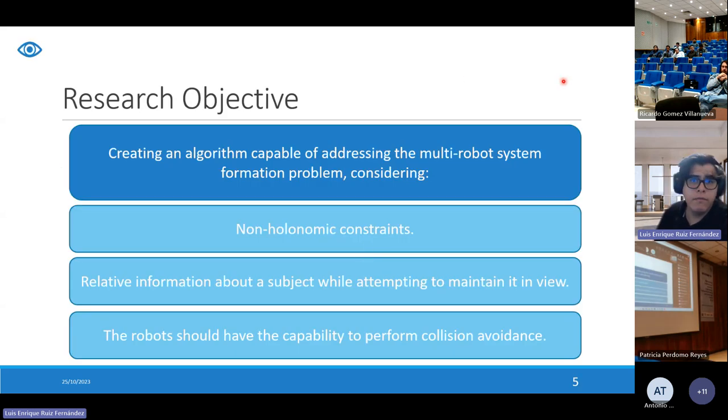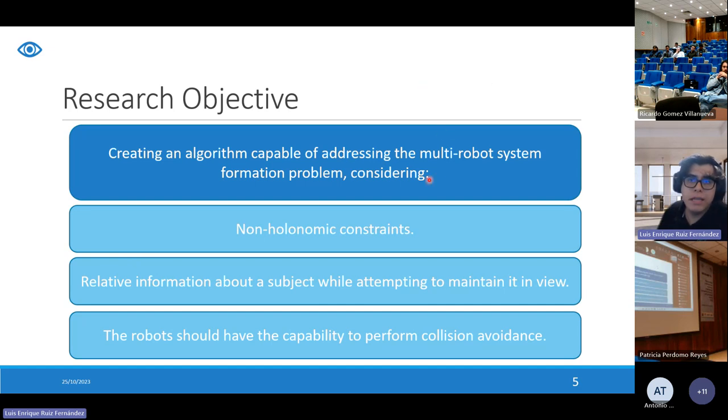Then we have our research objective. What do we want? We want to elaborate an algorithm. This algorithm must be able to keep a formation around a subject.